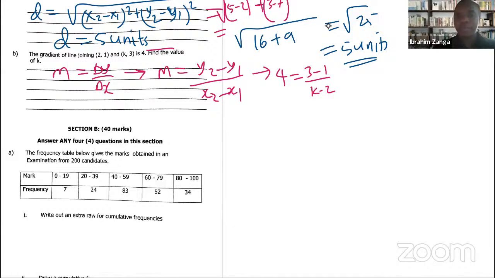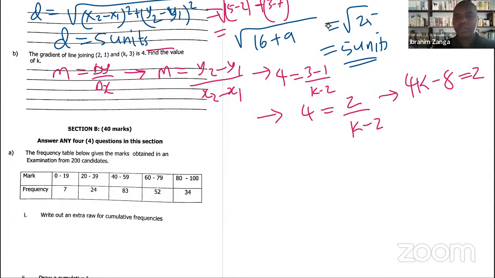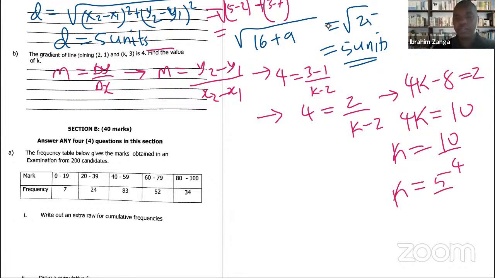Continue. So this is going to be actually 4 equals 2 over k minus 2. It implies that you have 4k minus 8 equals 2. 4k equals 10. K will be 10 over 4. K is going to be actually 5 over 2, dear students. We go to section B.